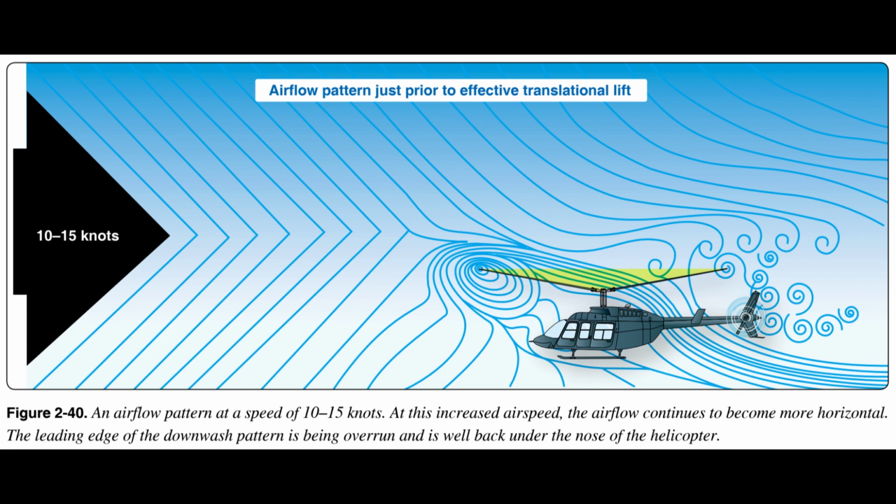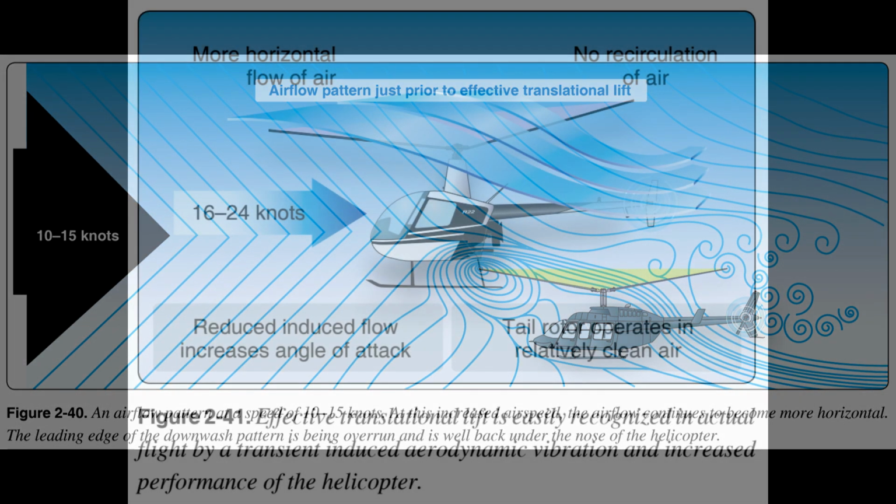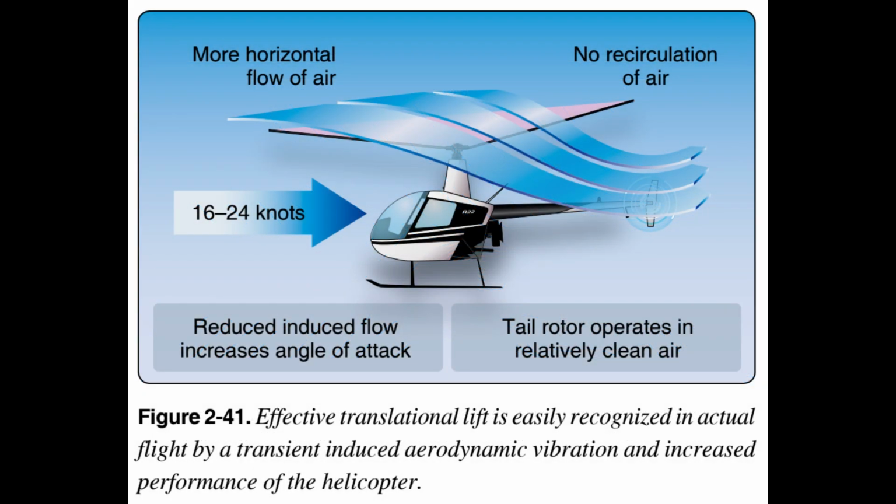Effective translational lift, ETL. While transitioning to forward flight at about 16 to 24 knots, the helicopter goes through effective translational lift, ETL.